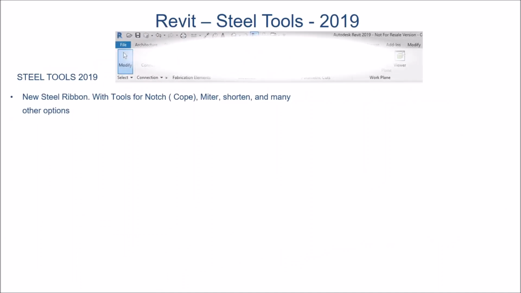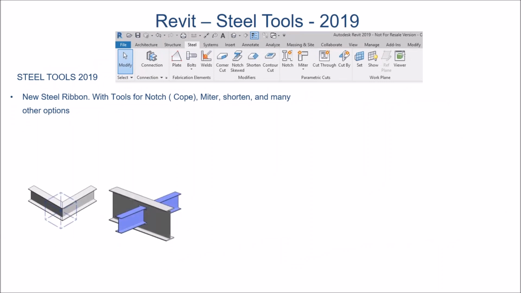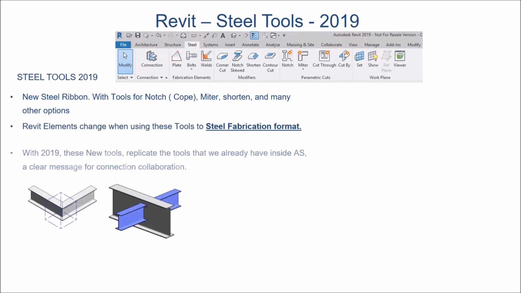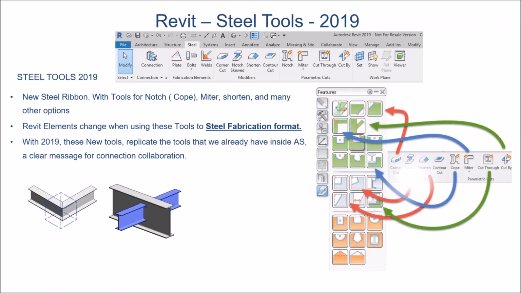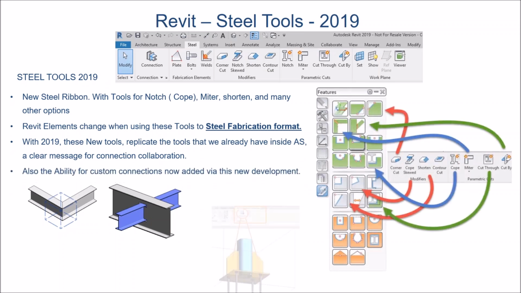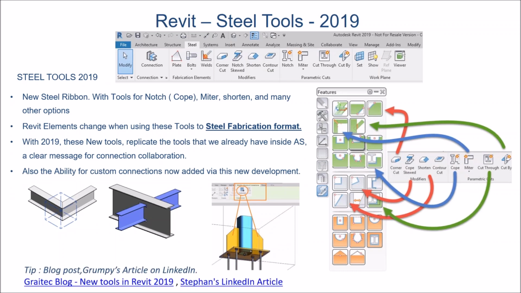So there were some new tools that came into Revit in 2019. We saw a new steel toolbar, ribbon, tab, however you want to term it, come in, and this brought in a series of tools that people who work with advanced steel would be familiar with. These are all the primary tools that you use to create plates, bolts, welds, and then there are elements they call modifiers in Advanced Steel; I call them features in Revit, modifiers in Advanced Steel, and basically they equate between the two different platforms.